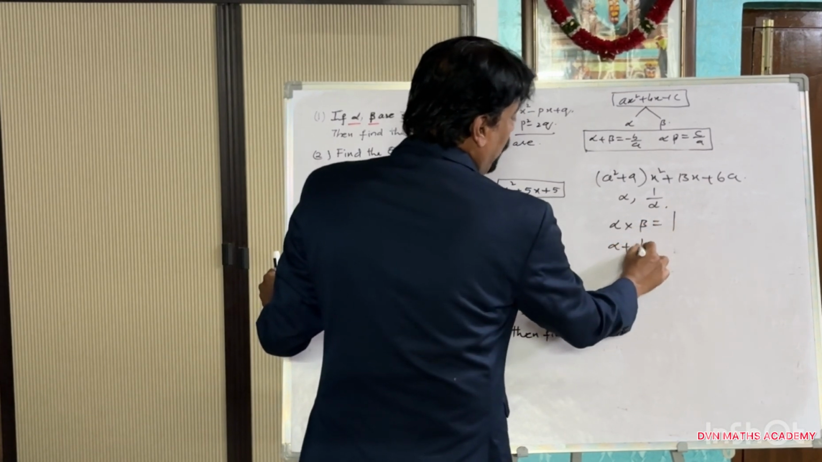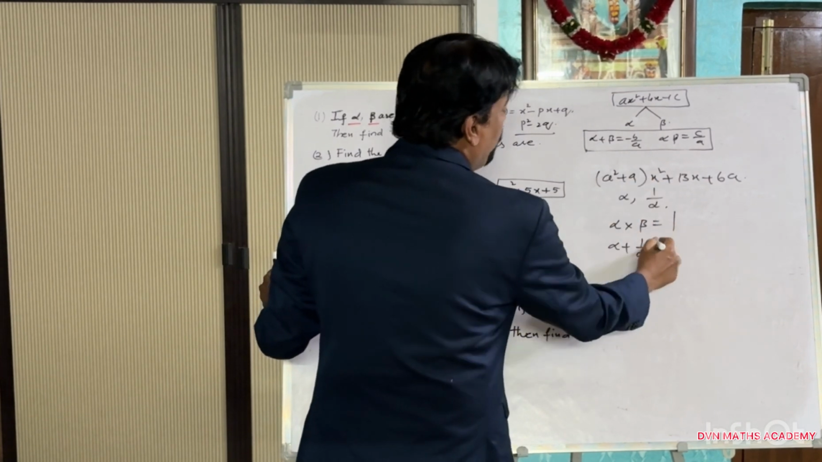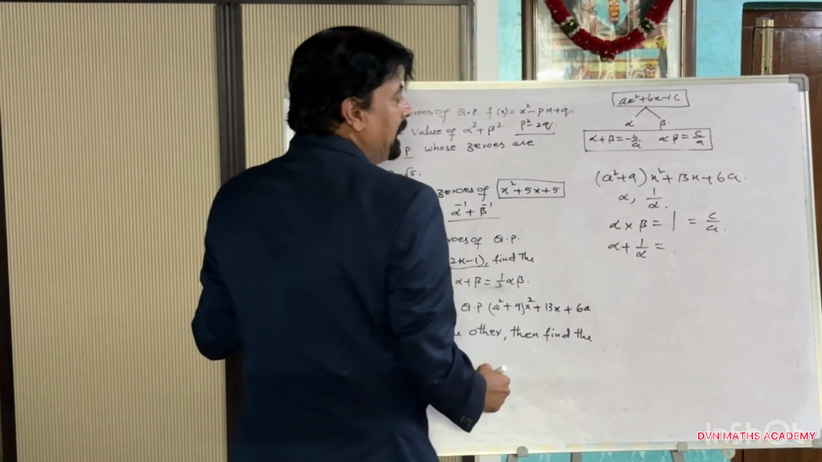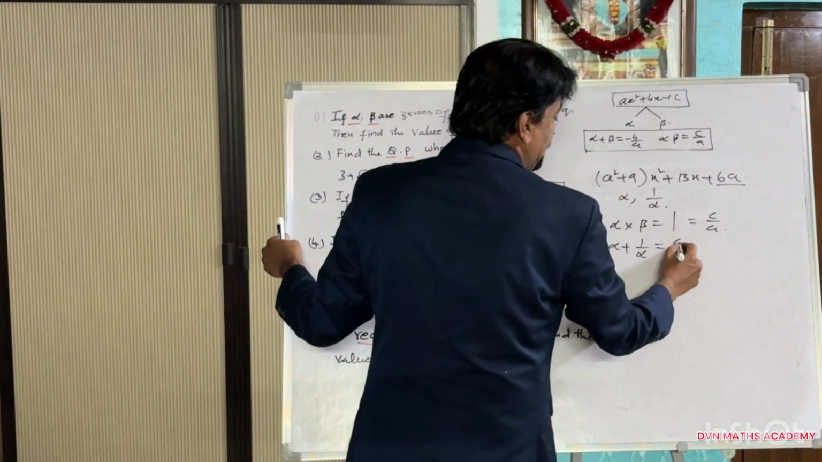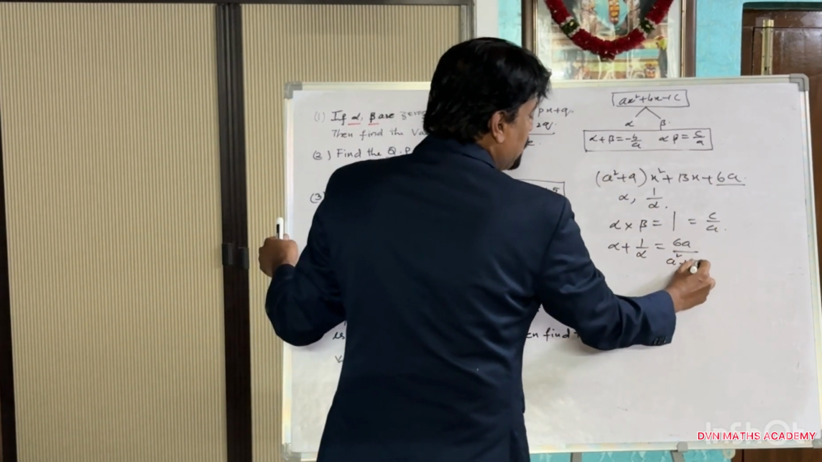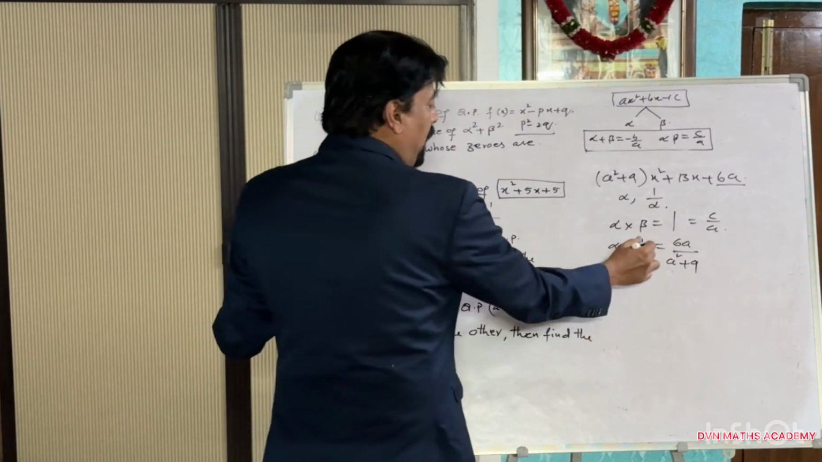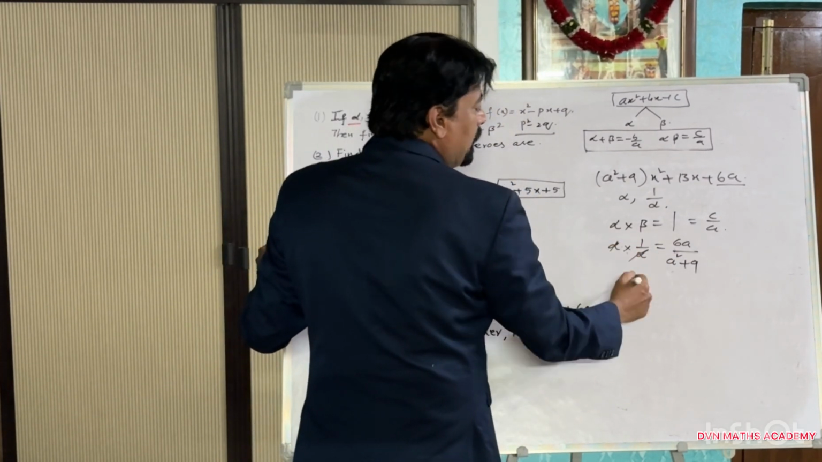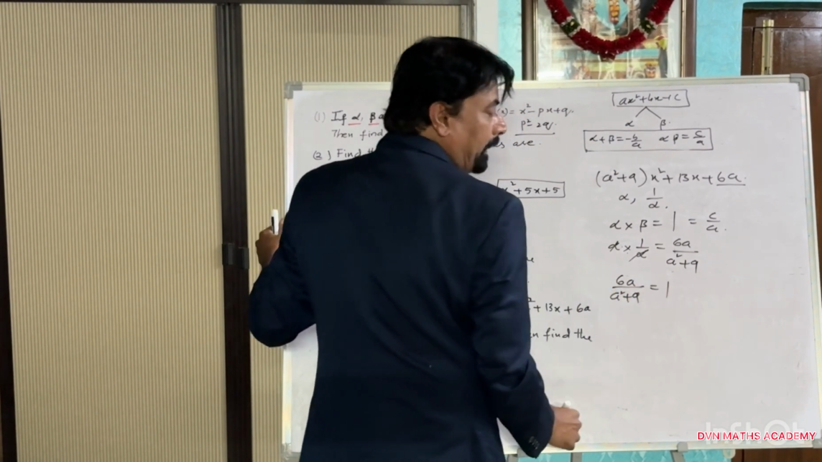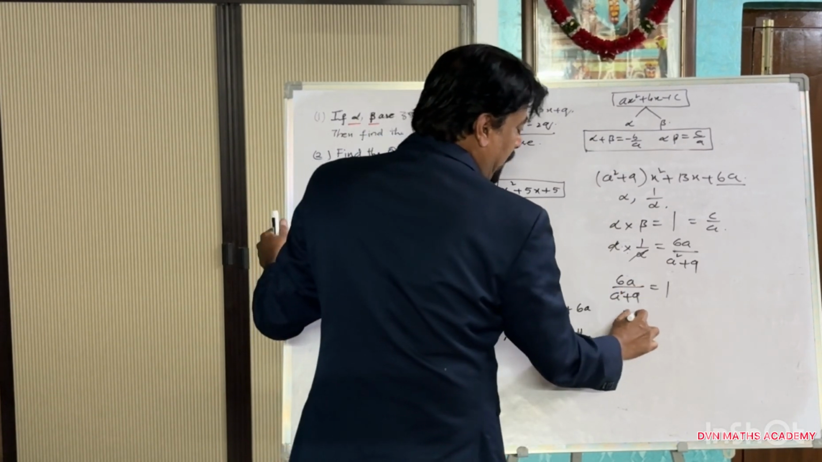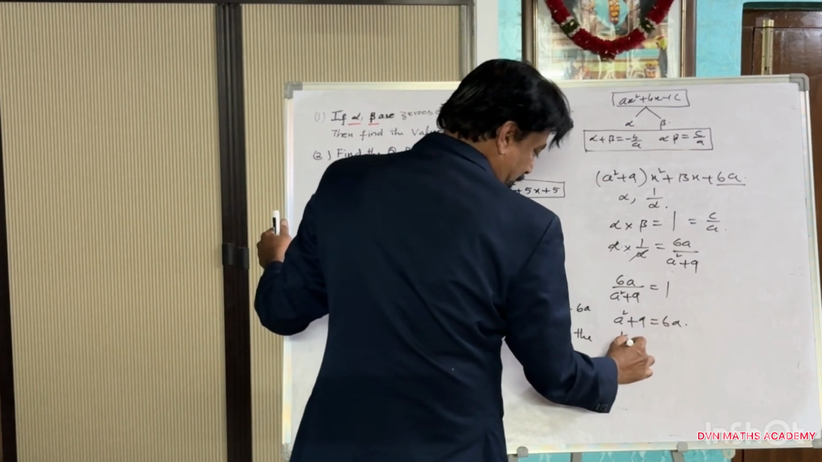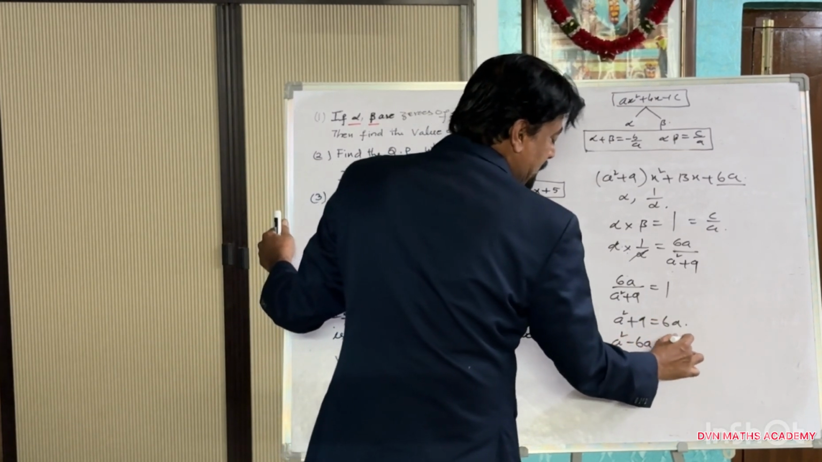So alpha into 1 by alpha. Beta value is 1 by alpha. You know that alpha into beta is equal to c by a. Now put the values of c and a. 6a is the c and a square plus 9 is the a. So 6a by a square plus 9 is equal to 1. By cross multiplication, a square plus 9 is equal to 6a. So a square minus 6a plus 9 is equal to 0.